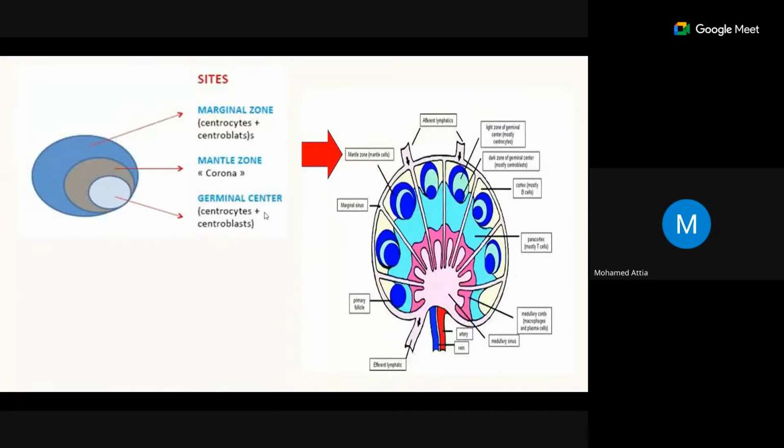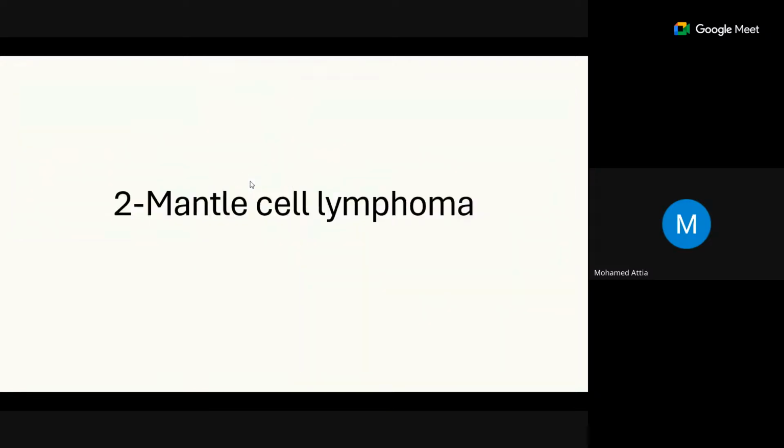As we have said before, the germinal center is composed of two kinds, dark zone and light zone, then the mantle zone followed by the marginal zone. Here it appears much more in the context of the whole picture. This cyan color is the medulla, which contains mainly T lymphocytes, as we have said before. So this is the mantle cell, and we understand what kind of cells normally occupy this area.